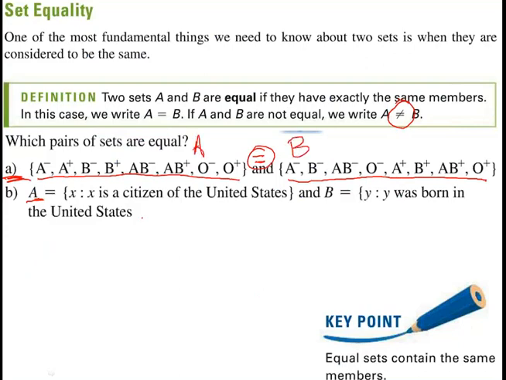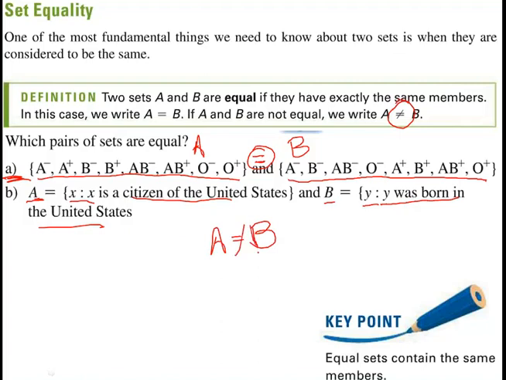So here's set A. A is defining X, such that X is a citizen of the United States, and B is defining that Y is anybody born in the United States. Well, we know that anybody born in the United States is a U.S. citizen, but if you take someone like our former governor, Arnold Schwarzenegger, he was not born in the United States, but he is a citizen. That's why he could be governor of California. So these sets are not equal, so A is not equal to B.